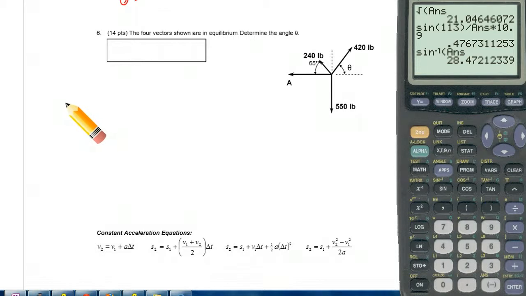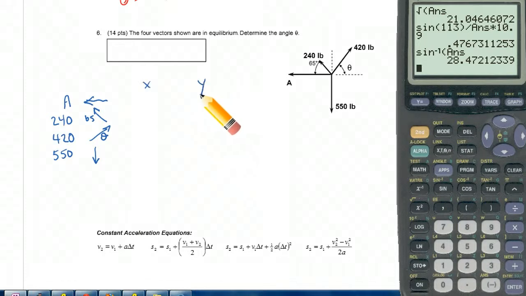My table is going to have a vector A going to the left, a vector of 240 pounds going up at 65 degrees, a vector of 420 pounds going up at an angle of theta, so there's one of our unknowns, A is our other unknown, and a vector of 550 pounds going down. I get x and y components of these.